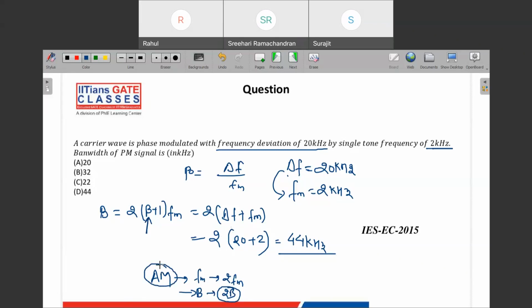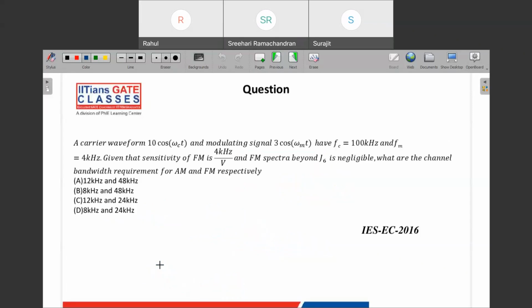Let me go to the next slide. Okay. Now, a carrier waveform is this and modulated signal this. So this is our message. We have fc equal to 100 kilohertz. So this is talking about this one. And fm is equal to 4 kilohertz. So fm is talking about this message frequency.